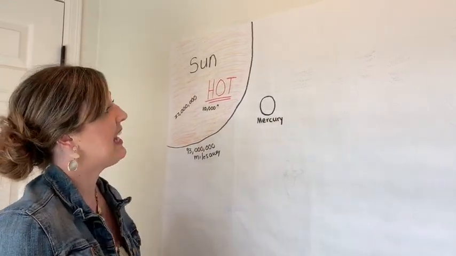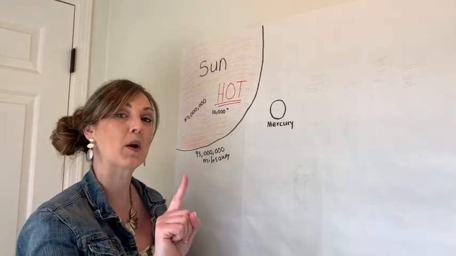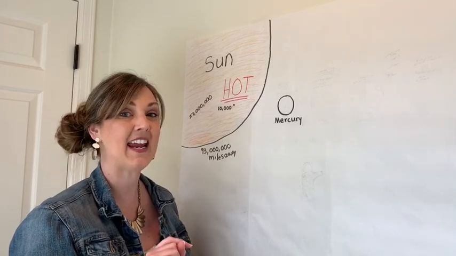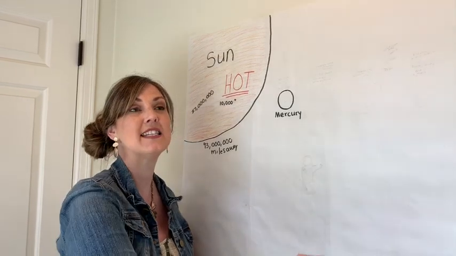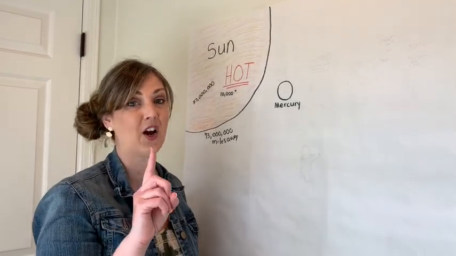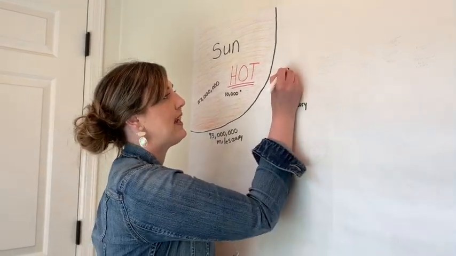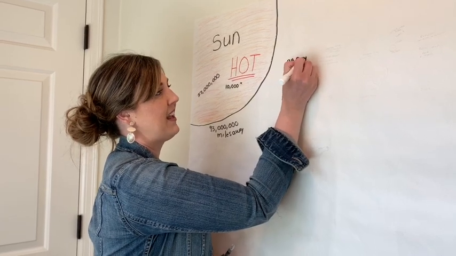Mercury is a pretty quick planet because as it orbits the sun, it only takes 88 days to go around it. The Earth takes 365 days to go around the sun. That's one full year. But 1 year on Mercury is only 88 days.